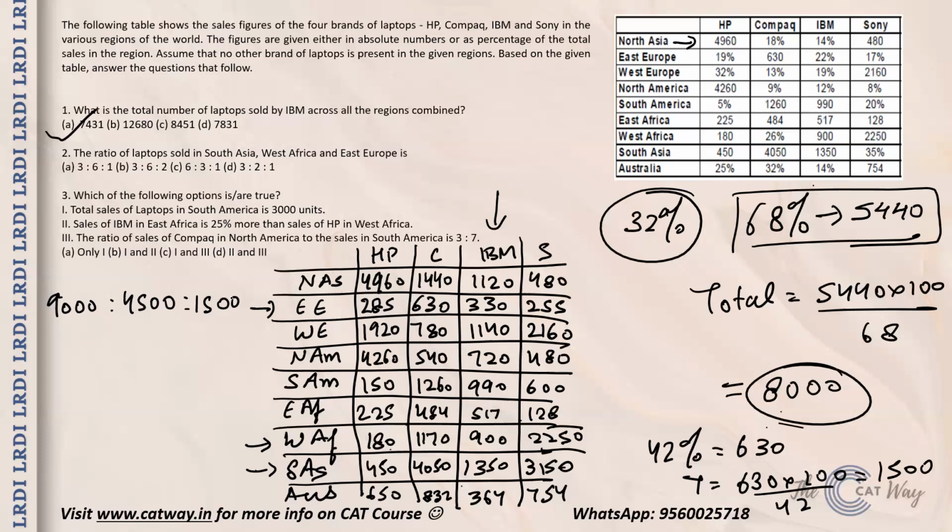So always, ratios are represented in the simplest form. So if you go to the simplest form, you will get 6:3:1. That is option number C will be the right answer for this. Now moving towards the third question.